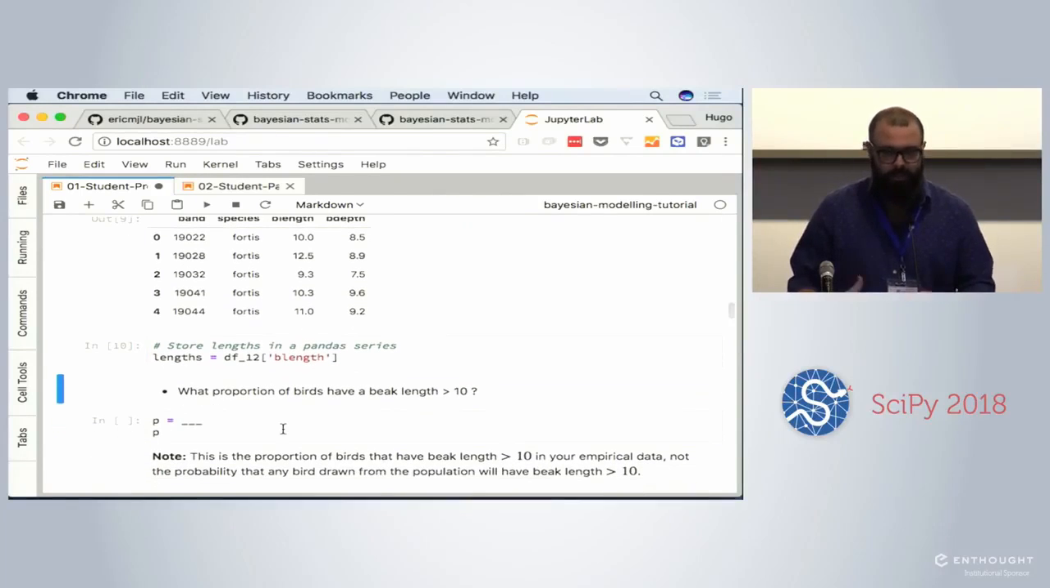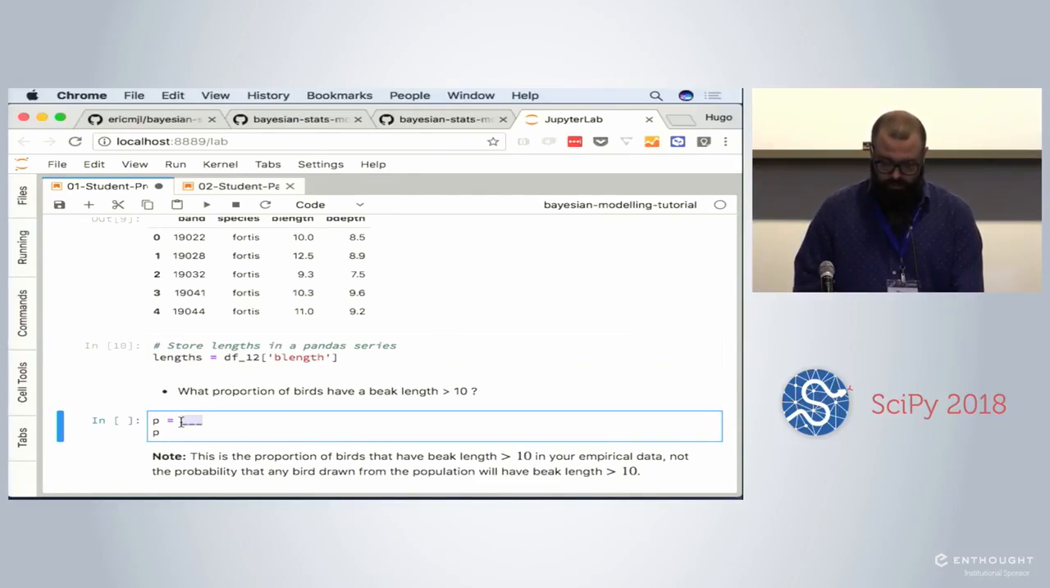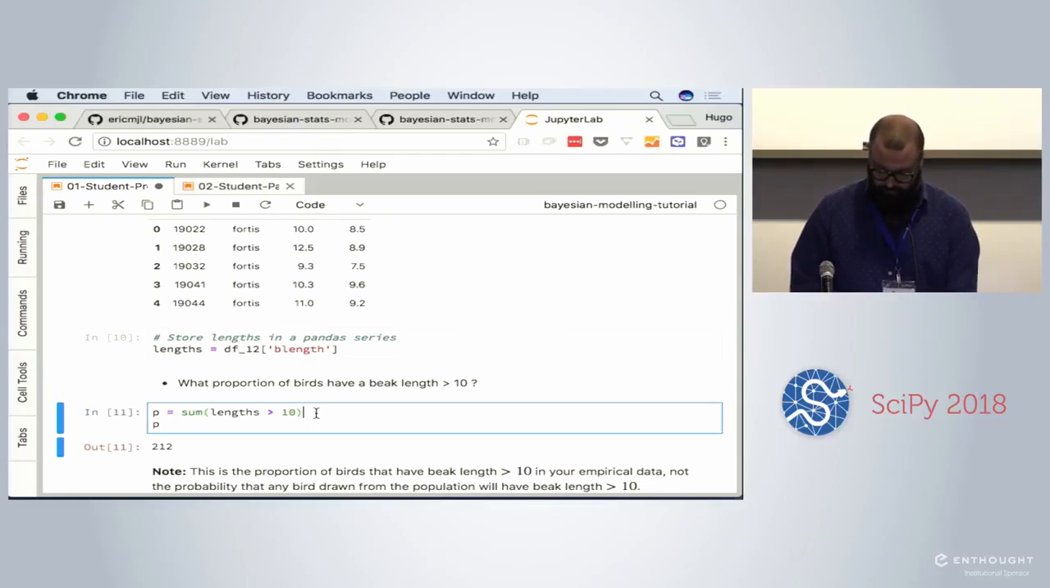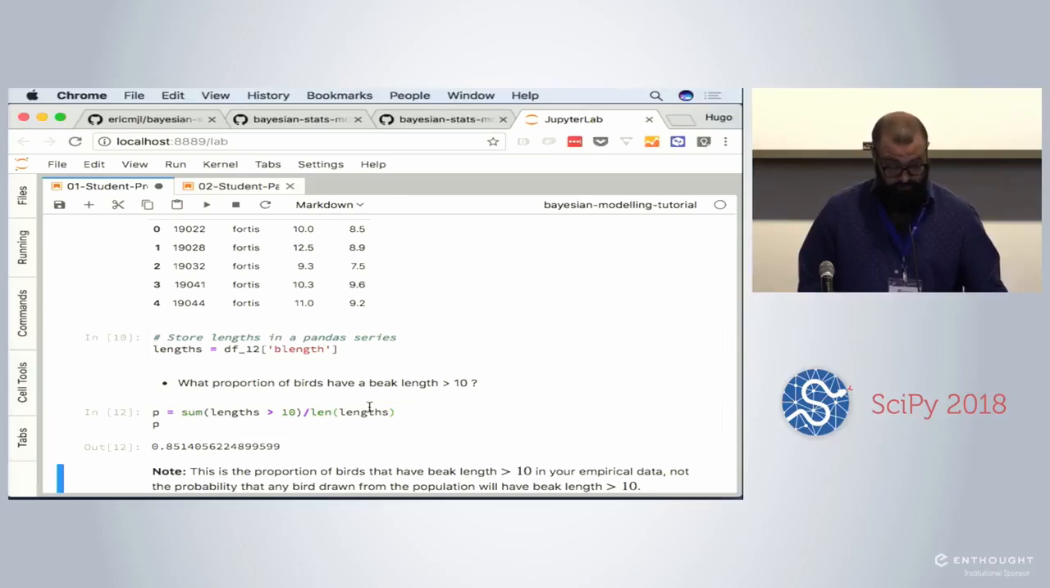Now, we're thinking about proportion and probability and all of these things. So I want to know what proportion of birds have a beak length of 10, okay? So the way I think about that is I'll take the sum of the Boolean of lengths greater than 10, and just print that out, okay? So actually, no, that's not the proportion again. So then I want the length of lengths, okay? So around 85.1%, okay?